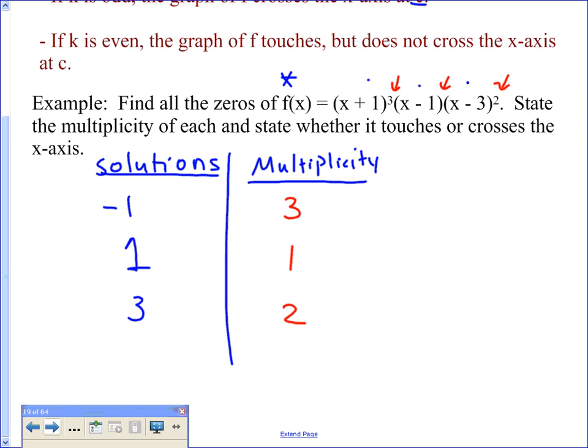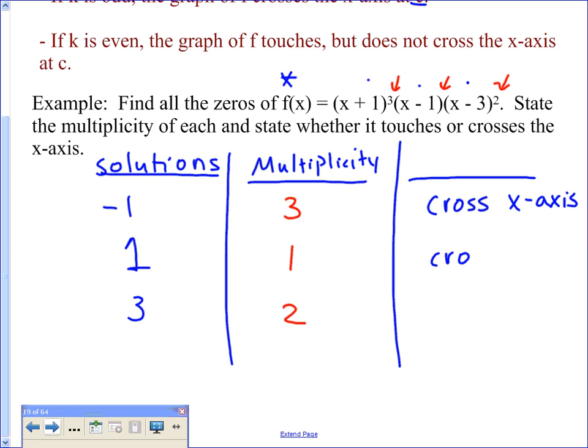Now using that, we can tell whether it's going to touch the x-axis, or whether it's going to cross it. So what happens at each one? Because the multiplicity is 3 for the -1, it's odd. That means that it's actually going to cross the x-axis. And then for 1, again, the multiplicity is odd. It's 1. So again, it's going to cross the x-axis.